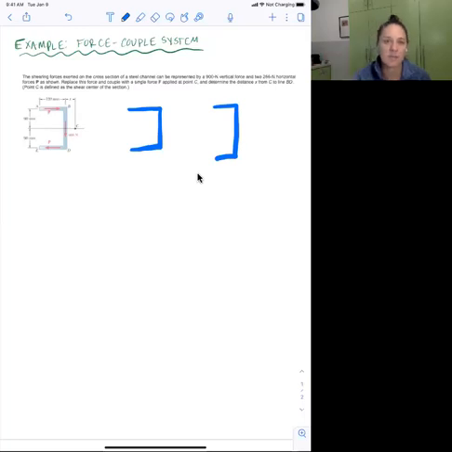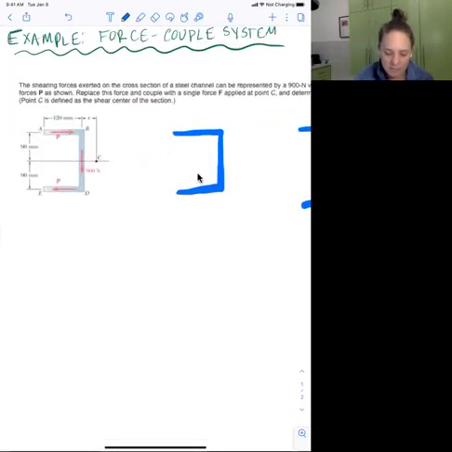Hey everybody, I am here to make a video for you talking about force couple systems, just to reiterate this concept. So I'm going to do that mostly by going through an example, but I'll try and talk through some of the concepts here as we go. So in this example, we have a system.